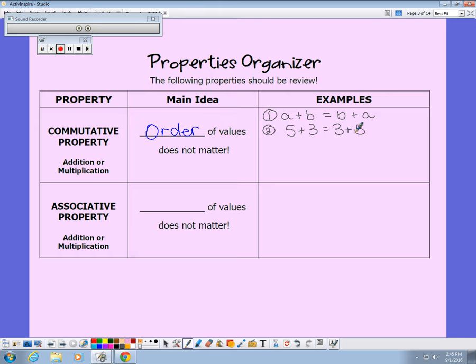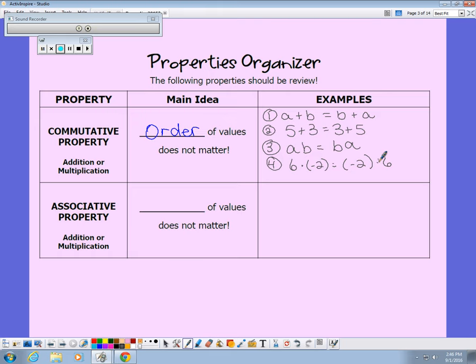What else? We could say A times B is equal to B times A. And then also we could say that 6 times negative 2 is equal to negative 2 times 6. The order does not matter, and that is the commutative property.